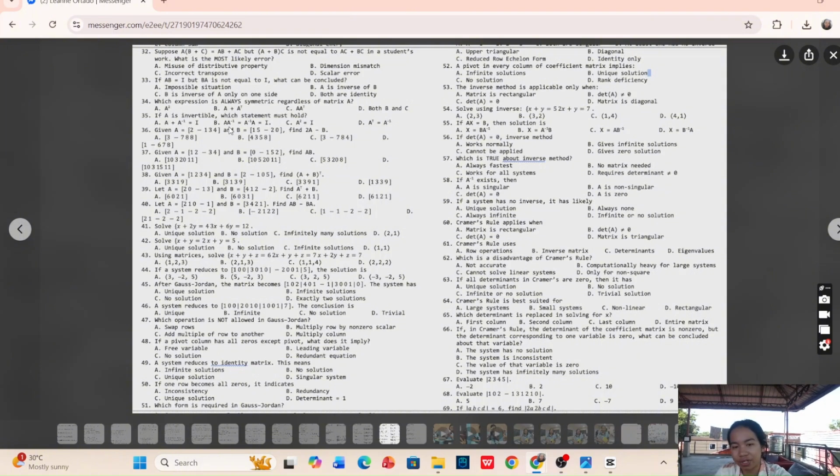Number 59 question. If a system has no inverse, it has likely A unique solution, B always none, C always infinite, D infinite or no solution. The correct answer for number 59 is letter D. Without an inverse, the system has no solution or infinitely many.